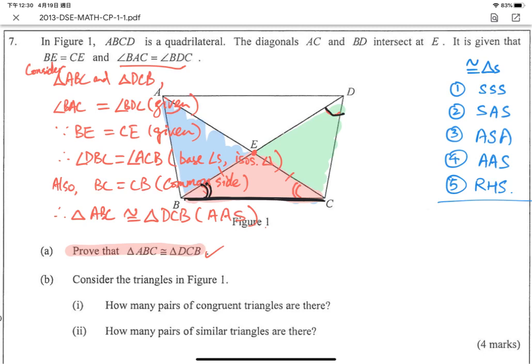Okay, now let's look at part B. Consider the triangles in figure 1. How many pairs of congruent triangles are there? In part A, we already proved triangle ABC is congruent to triangle DCB. So we also have triangle AEB congruent to triangle DEC. And we also have triangle ABD congruent to triangle DCA.